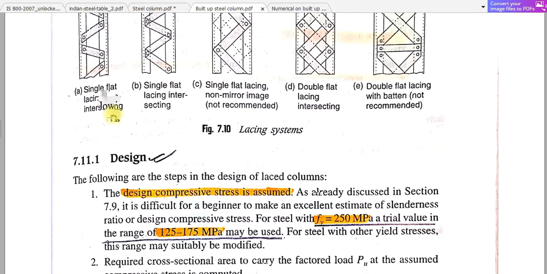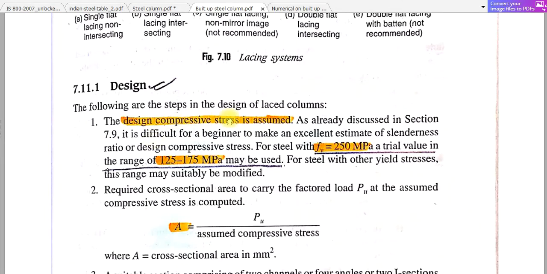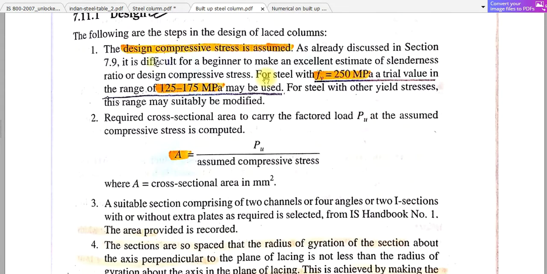So the first step is that the design compressive stress is assumed, and it is guided that it should be around 125 to 175 MPa for Fe 250 MPa steel. Now, if this is the design compressive stress, you can find the area, that is A is equal to Pu divided by the assumed compressive stress. So this is the cross sectional area in millimeter square.